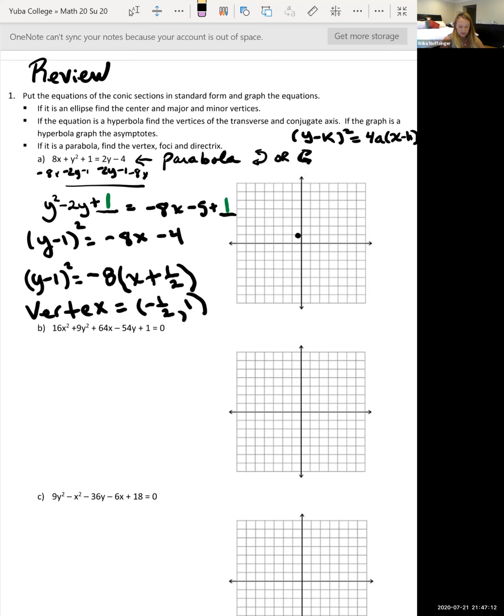Our value over here, this is negative, and so I can tell right now that my parabola is going to be facing to the left.